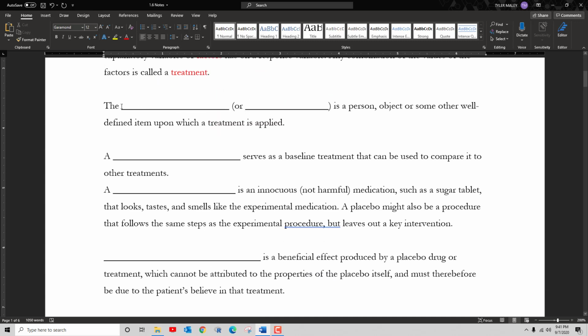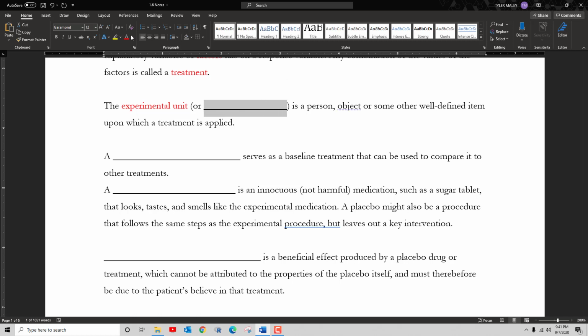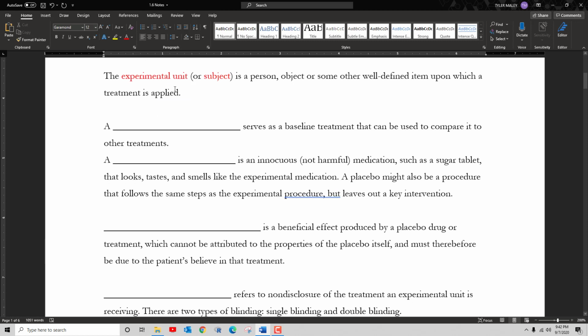So this is an experimental unit, or the next fill in the blank is, if we have a human experimental unit, we tend to call that a subject. So the experimental unit or a subject is a person, object, or some other well-defined item upon which a treatment is applied. Right? So the individuals we're collecting the data on, right?